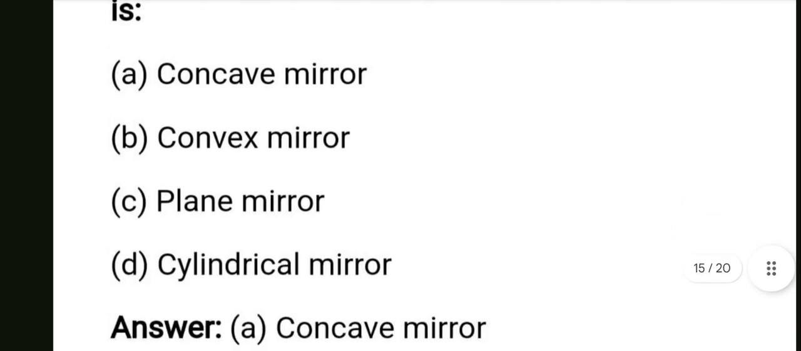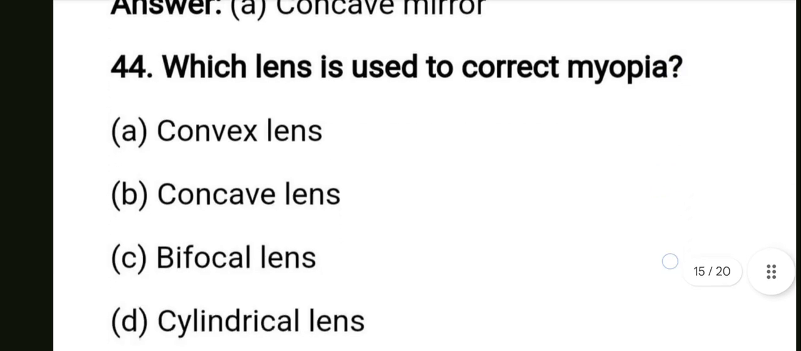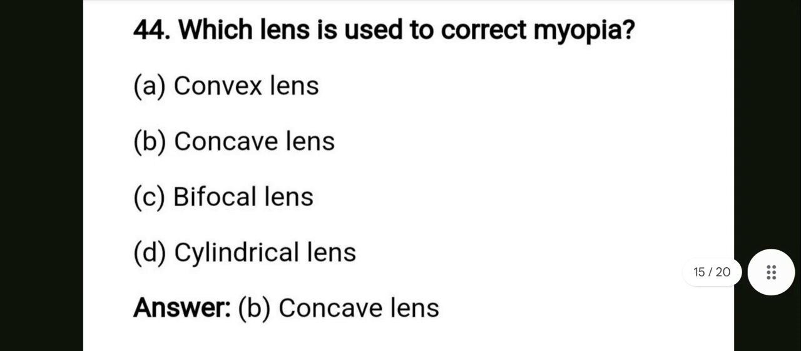Which mirror is used in headlights of vehicles? Option A, concave mirror. Which lens is used to correct myopia? Option B, concave lens. Myopia is an eye defect in which a patient can only see nearby objects and cannot see distant objects.